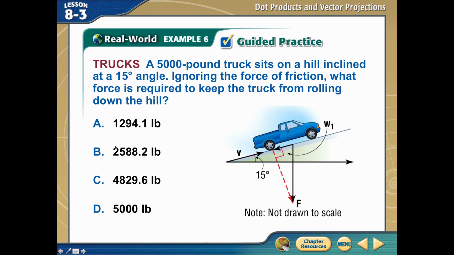Here we are back on our multiple choice. 1294.1 pounds is an answer, and we're off to the races.